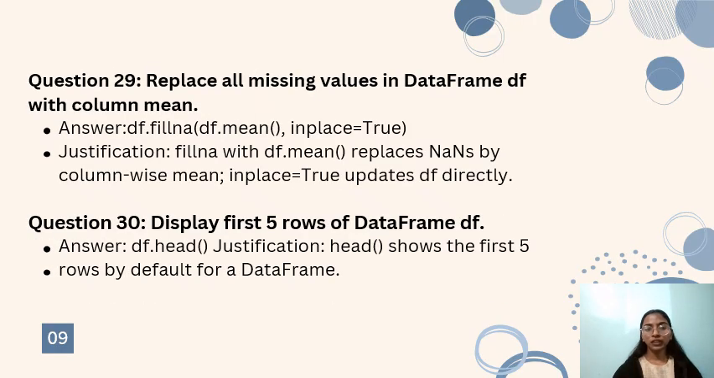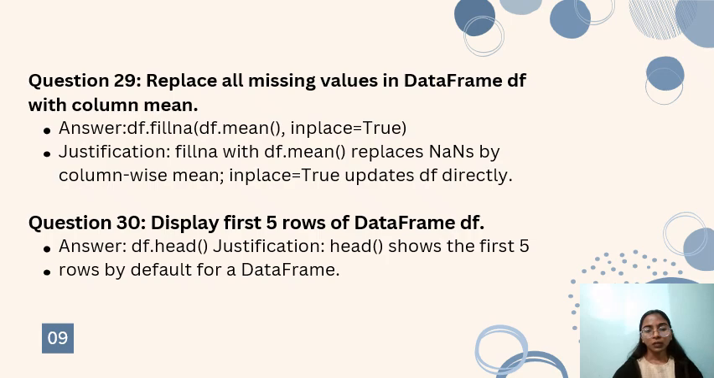Moving towards question number 29: replace all missing values in data frame df with column mean. The justification is that fillna with the df.mean function replaces NaNs by the column-wise mean. inplace equal to True updates df directly. The answer is df.fillna(df.mean(), inplace=True). fillna is the function used to fill the values with the mean, and inplace is True.